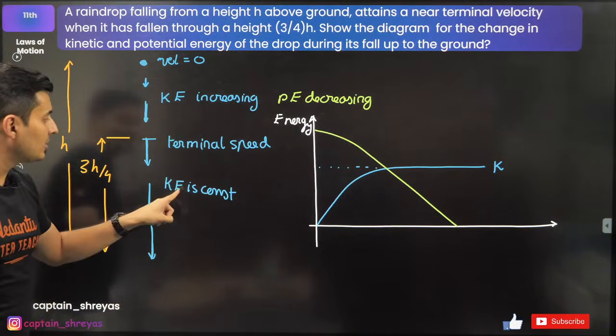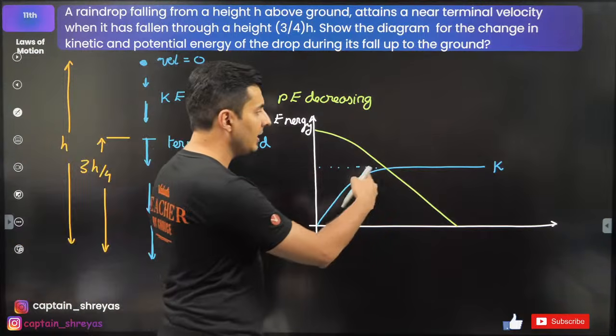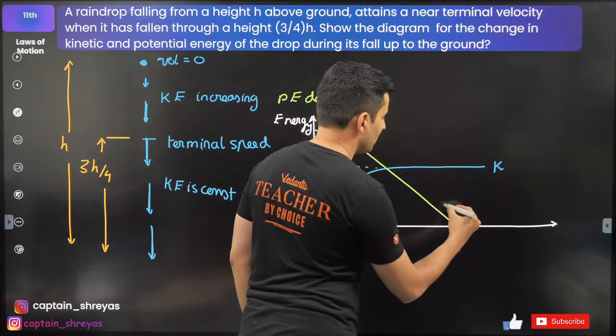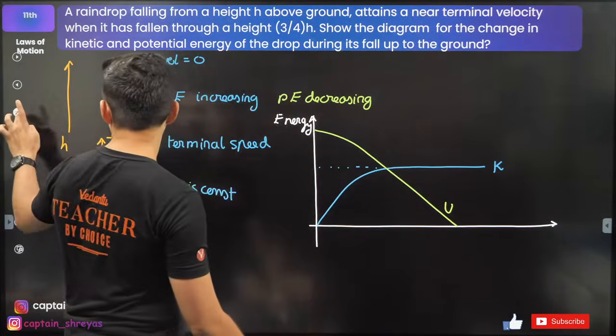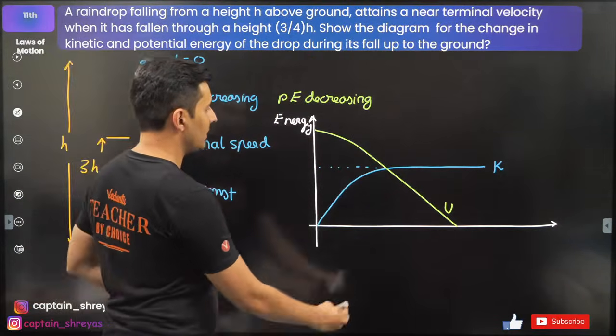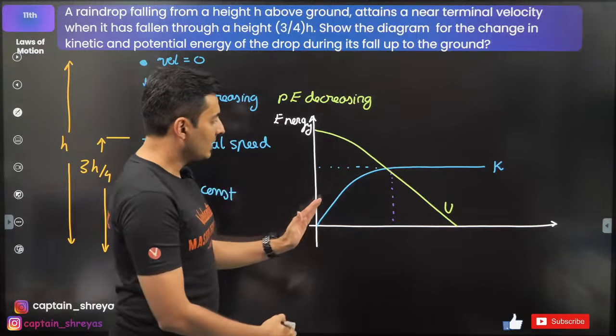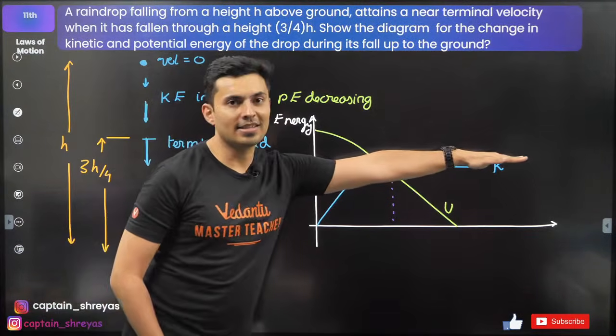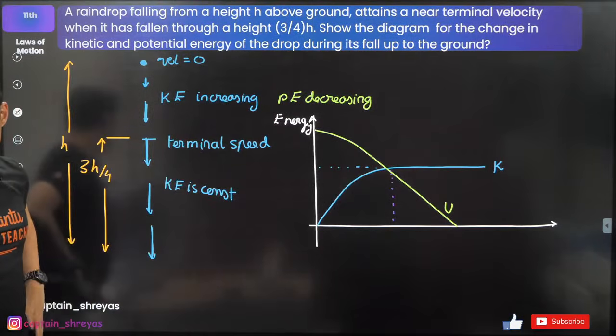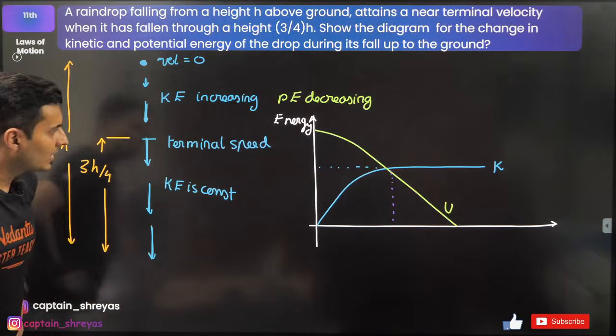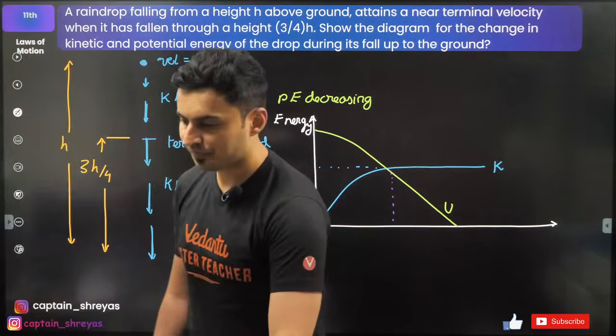No, kinetic energy is not decreasing, bacha. Look at this. Kinetic energy is remaining constant. This is your potential energy. Do you see? Till this particular point it is increasing. After this, it has reached terminal speed. Is that okay? That's how this question is.